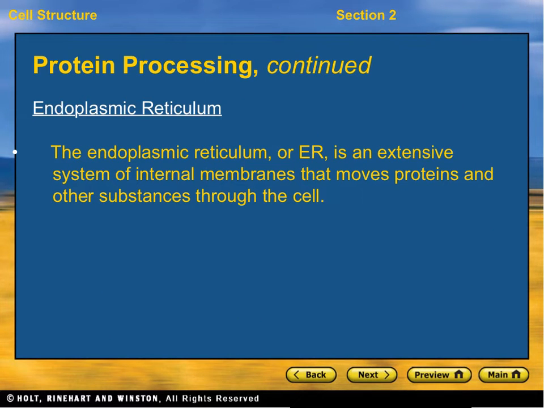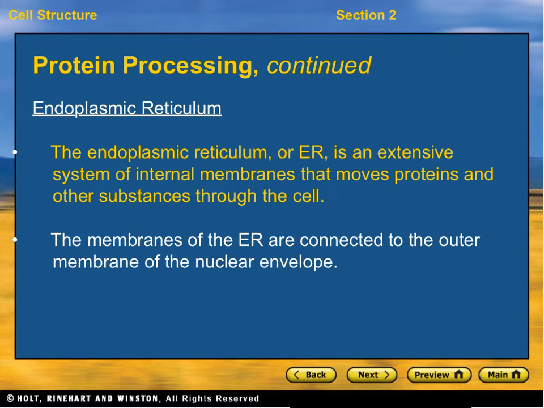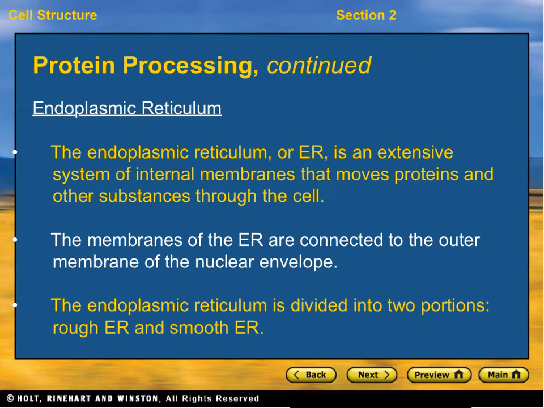So first off, we have the endoplasmic reticulum, sometimes referred to as ER. Now this is an extensive system of internal membranes that's going to move the protein and other substances throughout the cell. The membranes of the endoplasmic reticulum are connected to the outer membrane of the nuclear envelope, and it's divided into two different portions. We have what we call the rough ER and the smooth ER. Their names indicate exactly what they mean. So the rough ER is kind of bumpy, and the smooth ER is nice and flat.